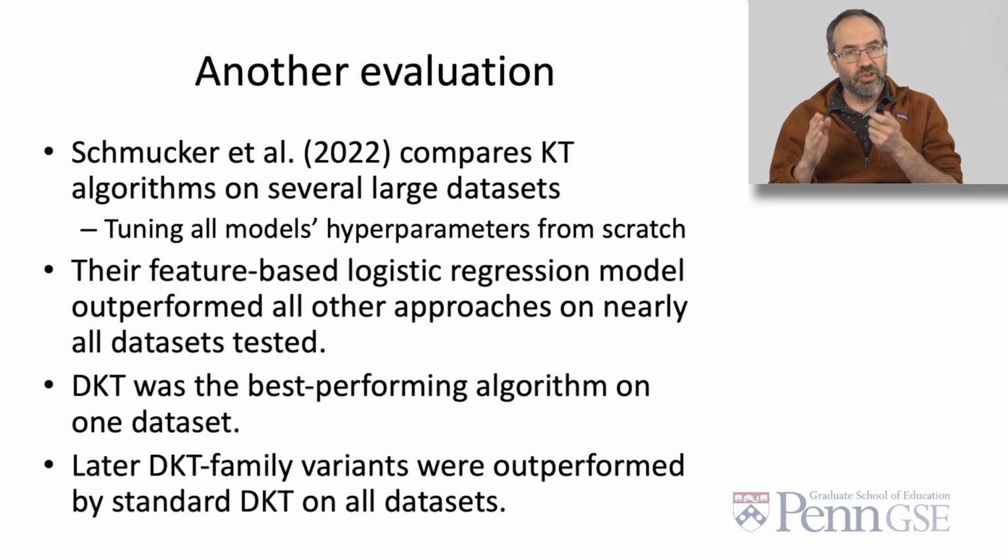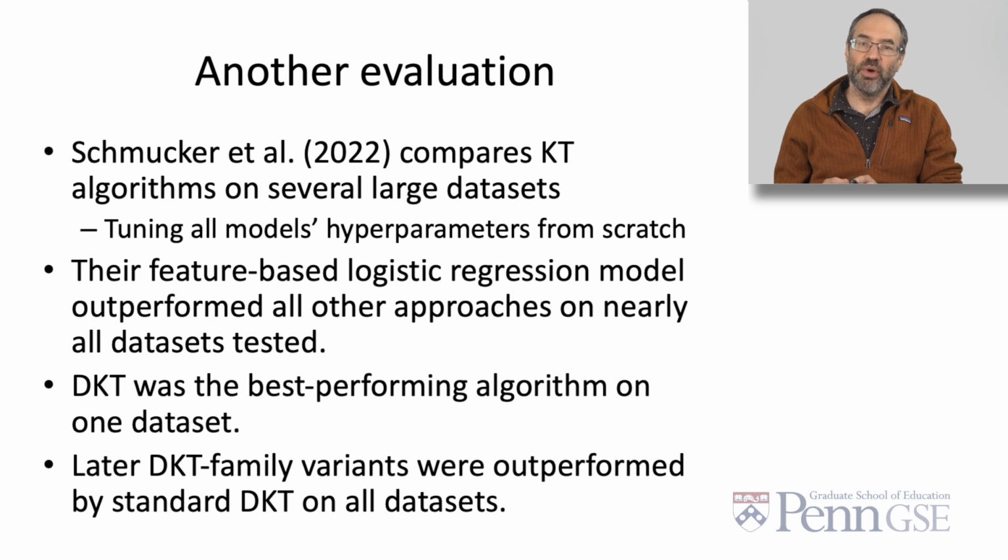In a second major evaluation, Schmucker et al. 2022 compared KT algorithms on several large datasets, tuning all the models' hyperparameters from scratch. They found that their feature-based logistic regression model outperformed all the other approaches on nearly all the datasets tested. In their comparison, DKT was the best performing algorithm on one dataset, but curiously enough, the later DKT family variants were outperformed by standard DKT on every dataset in their comparison.